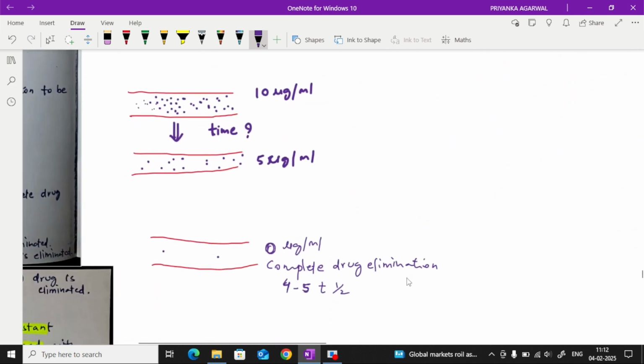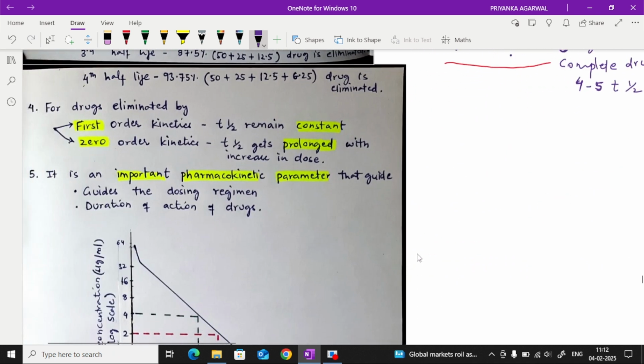Okay, understood? Right. So with increase in dose, in first order kinetics, T half remains constant. In zero order kinetics, with increase in dose, T half gets prolonged. Understood? Now coming to the next point, what does this plasma half life help us to calculate?